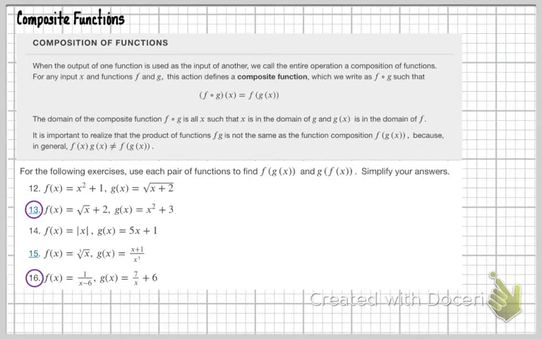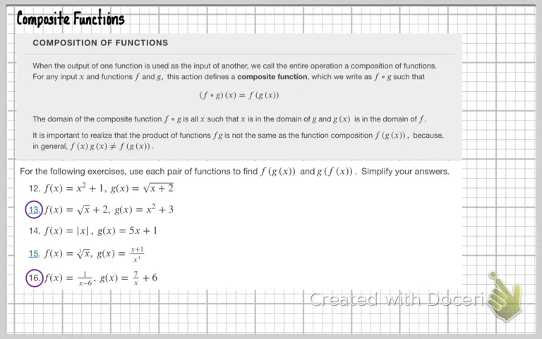Composite functions. When the output of one function is used as the input of another, we call the entire operation a composition of functions. For any input x and functions f and g, this action defines a composite function, which we write as f∘g, such that (f∘g)(x) equals f with g(x) plugged in for x. The domain of the composite function f of g is all x such that x is in the domain of g and g(x) is in the domain of f.